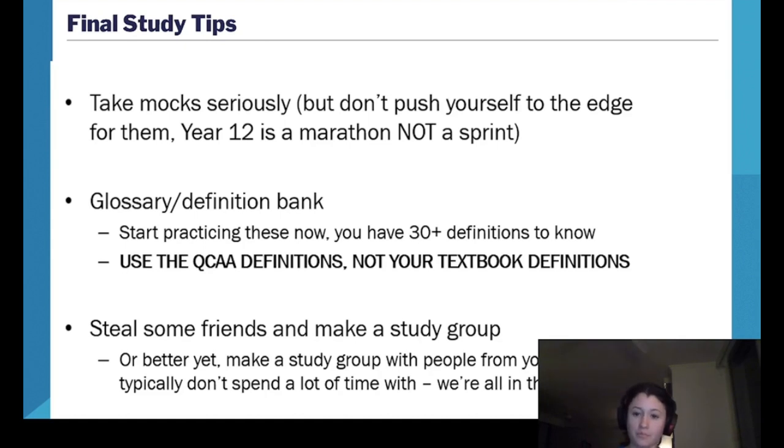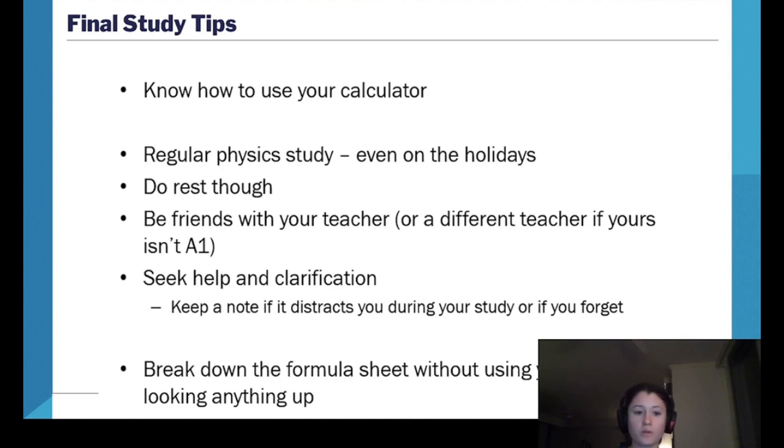And then, of course, make sure you know how to use your calculator, please.